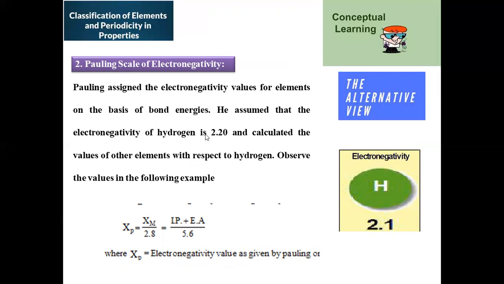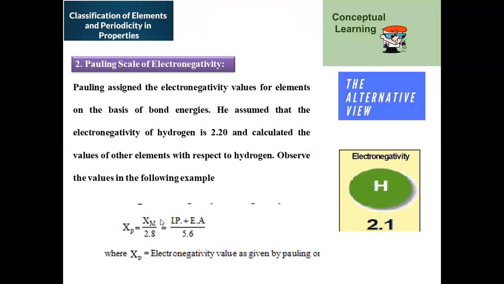By taking hydrogen as the standard, all the remaining elements in the entire periodic table were measured with respect to hydrogen. So this is more accurate when compared to the Mulliken scale. Hydrogen was taken as the standard, and with respect to it, all the remaining values were deduced.